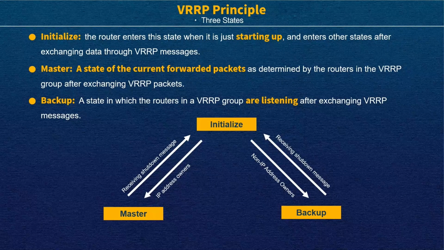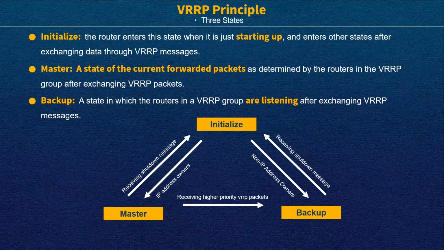And between the master and the backup, we also can change the status. For example, if the master receives higher priority VRRP packets and the preemption mode is enabled, then I will directly change the status to become backup because I will let the higher priority router forward the message.